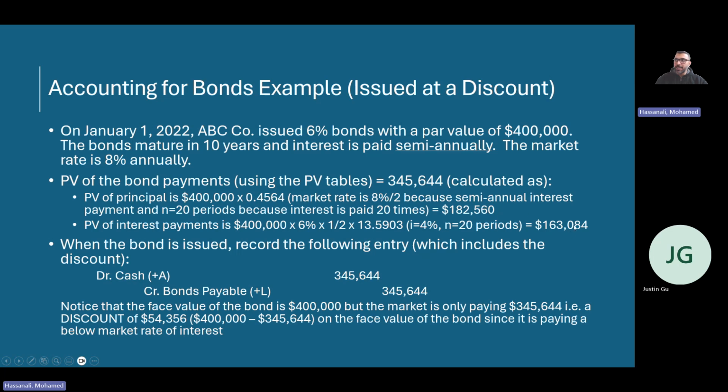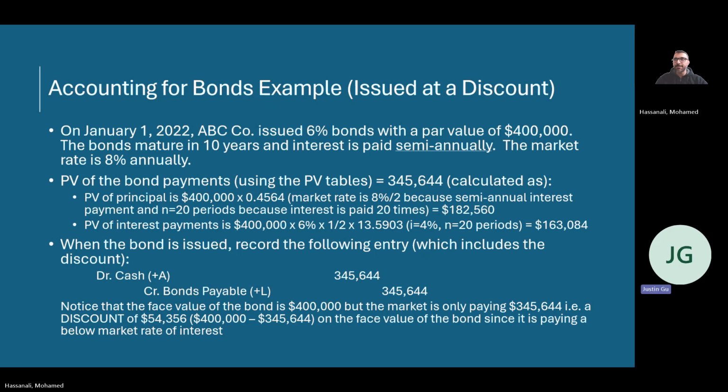When you add the two of these together, you are going to get $345,644, which is a value lower than the face value of the bond. And that's the discount we're talking about. The investor was willing to give you less money for the same return because you are paying a lower interest rate.